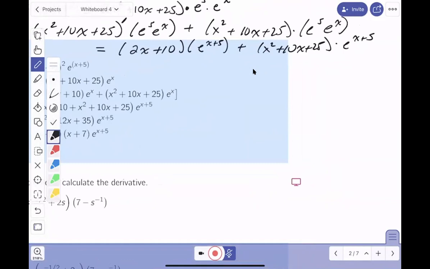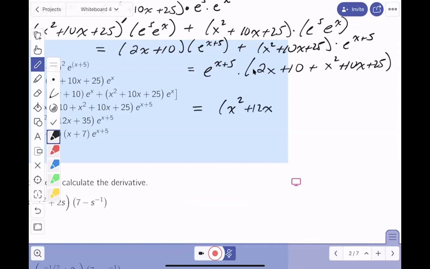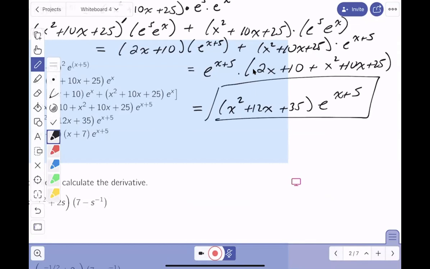All right, what am I going to do now? I'm going to factor it. e to the x plus 5 comes out, times what's left over, 2x plus 10 plus x squared plus 10x plus 25. I'm going to simplify that now. I'm going to put the polynomial first. That's x squared. Let's see, 10x and 2x is 12x, right? And then 10 and 25 is 35. And now what am I left with? That e to the x plus 5. It's a fine looking answer. I'm looking at that and I'm wondering if the quadratic factor, well, I think it might be.